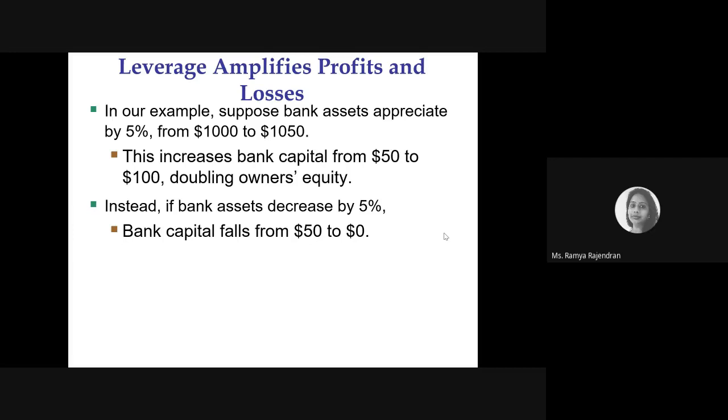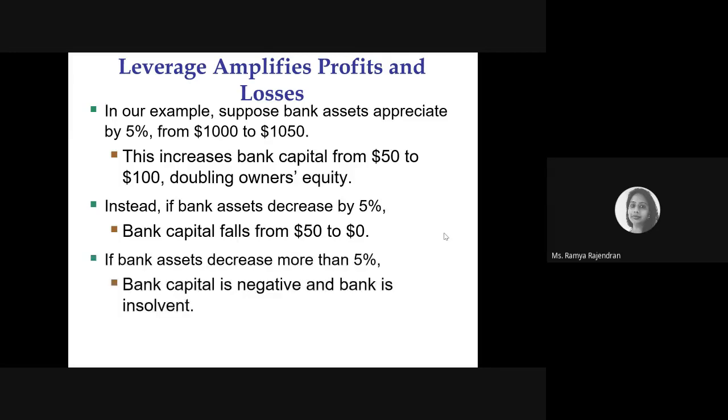Sometimes people who got loans are not willing to repay them. What will happen? It will affect the bank capital only. It will not affect the depositor's money. So if the bank assets decrease more than 5%, here the leverage ratio was only 20%, right? It's fine, $20. So what will happen if the bank assets decrease more than 5%?